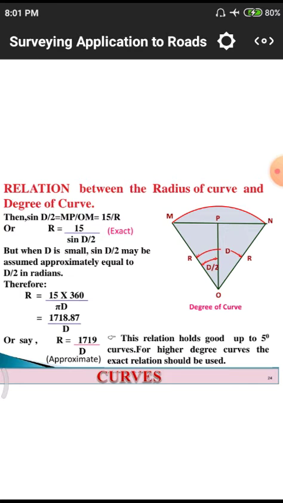This is the relation between radius and degree of curvature, where D is the degree of curvature and R is the radius. Here we have some angle of inclination, and since we do not use the angle directly, we convert those angles into radians. That means radian equals pi by 180, likewise pi by 360, so that we get R equals 1719 by D.